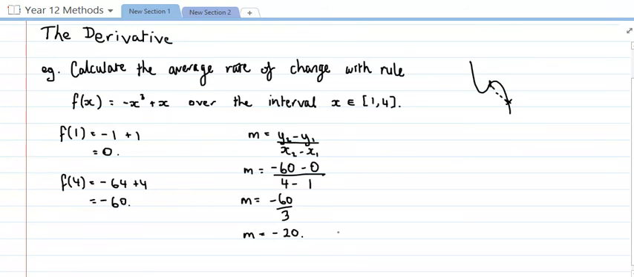And, you know, the big part of this topic is getting into instantaneous rates of change. So I might have another look at that in a different video, and how we can sort of go at figuring that out. Anyway, we'll see you next time.